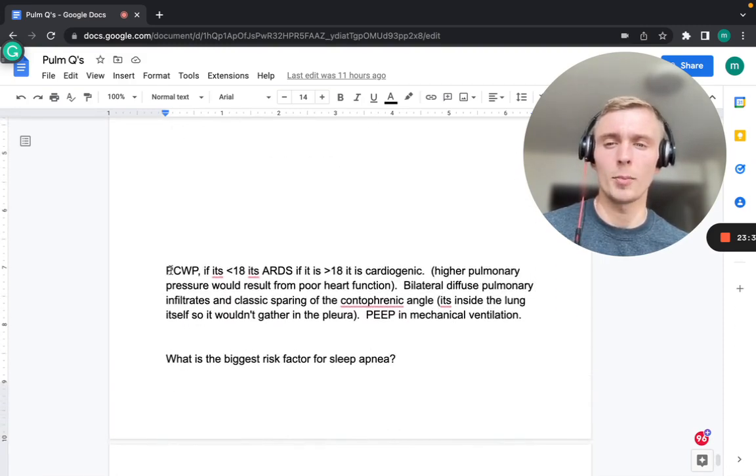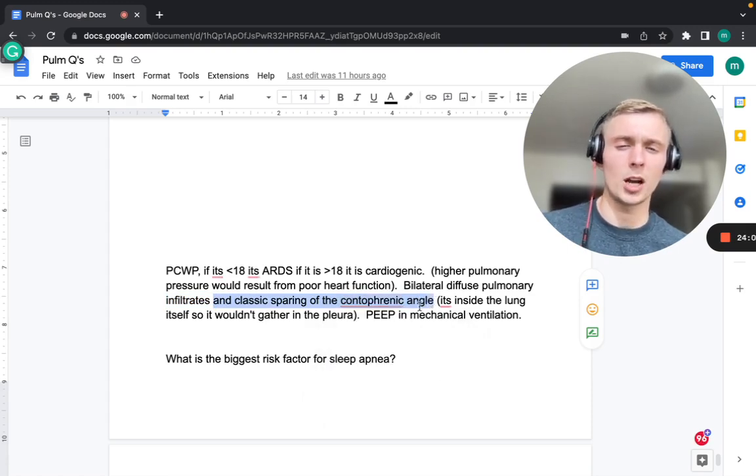So that's going to be the pulmonary capillary wedge pressure. If it's under 18, it's ARDS. If it's over 18, then it's cardiogenic. So higher pulmonary pressure would result from poor heart function. Bilateral diffuse pulmonary infiltrates is what we're going to see, classically sparing the costophrenic angle, importantly.